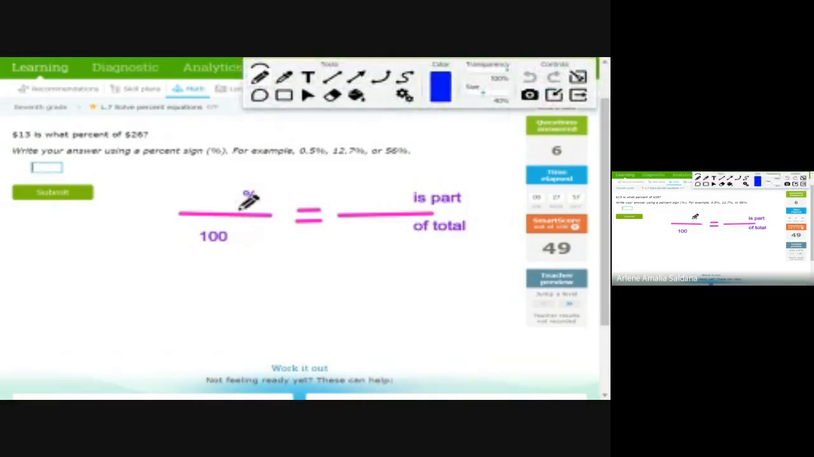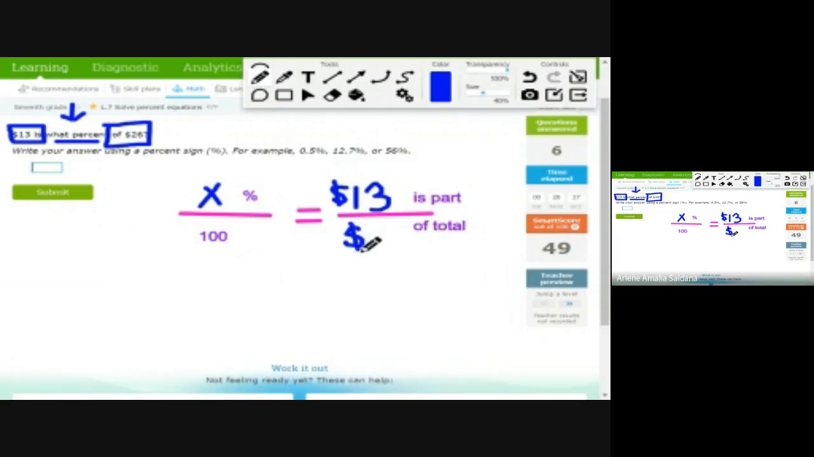Very good. Now, this one is written differently, okay? But we're going to use the same proportion. Percent over 100 is part of the total. So $13 is what percent of $26? So we're looking for the percent, which means X is going to go up here again because we don't have the percent. And then 13 means that 13, the keyword is, which means that 13 is going to be the part. And $26 is going to be the total. So again, cross multiply and divide.